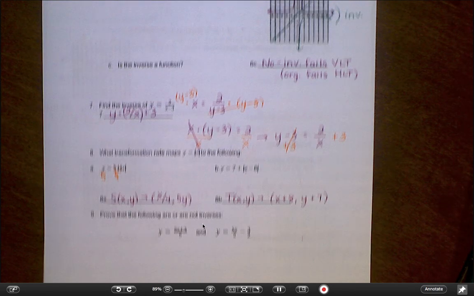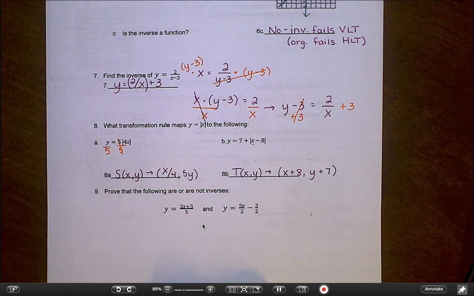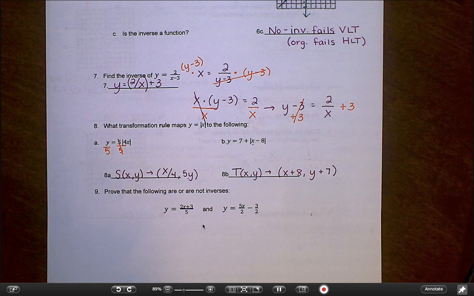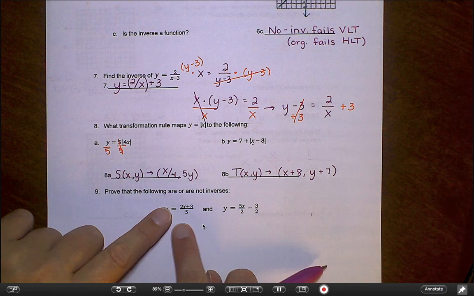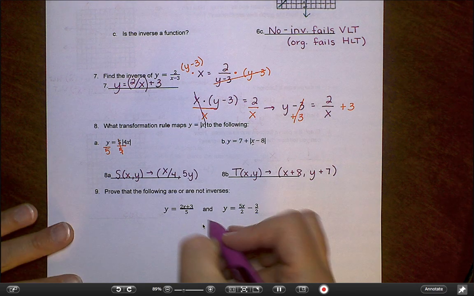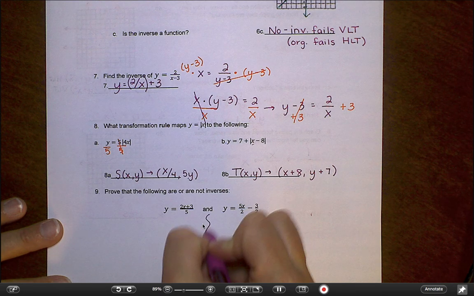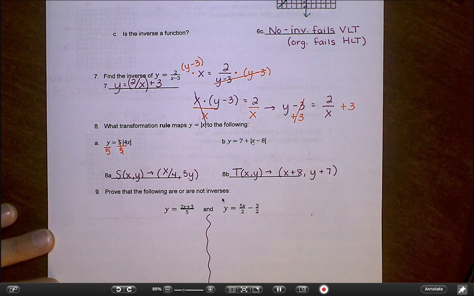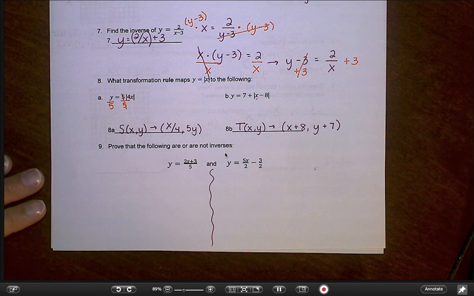All right, I'm unsure about the wording of this next question. Prove that the following are or are not inverses. Essentially what I'm asking you here is, are they inverses or not? And then justify your answer. So remember, the best thing to do would be to do the composite, to plug one into the other and see if it works out to be just x. Okay, and really I should check both. I should check both directions before I make my final conclusion here.